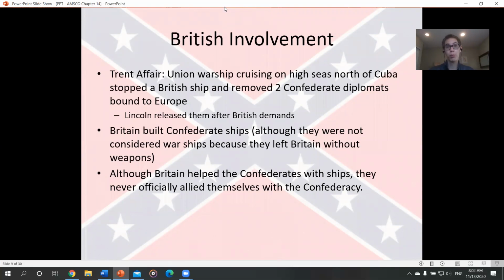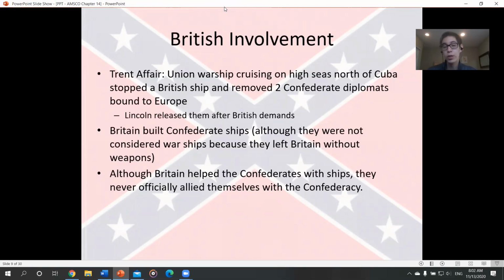Now, this was a civil war between the North and the South, but the British were involved as well. What we'll see here is that Britain did not officially take a side, but at the beginning they were pro-Confederacy, I suppose. A couple of key things illustrate this. First, the Trent Affair. The Trent Affair was a Union warship sailing in the Caribbean north of Cuba that stopped a British ship. This British ship was going from the Confederacy to Europe with a couple of diplomats.